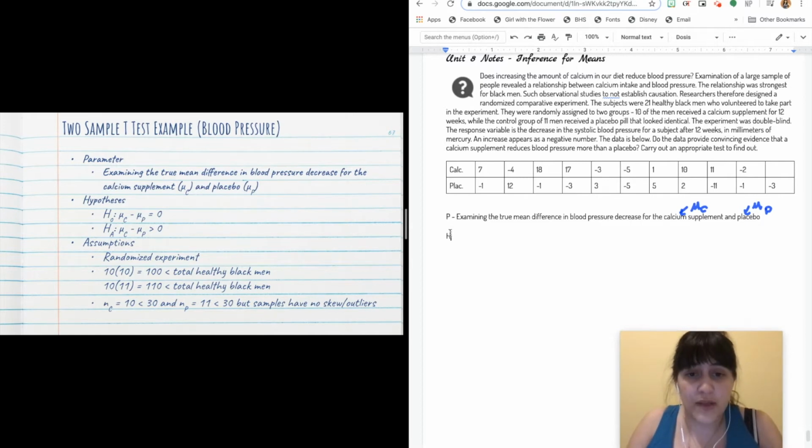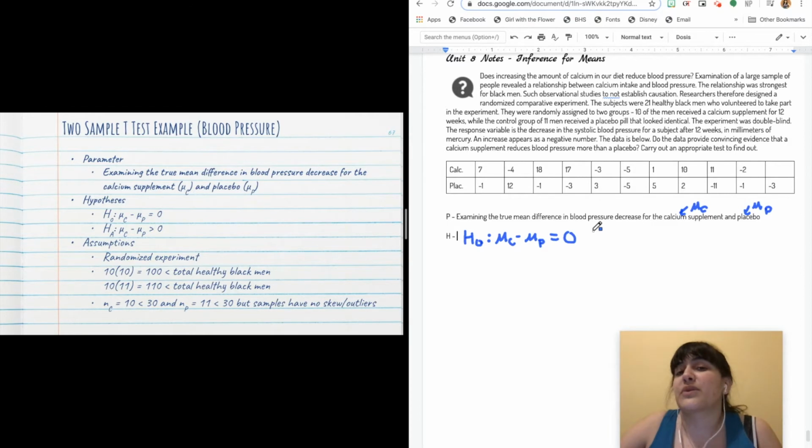For this one, remember you need your null hypothesis and your alternate hypothesis. So my null hypothesis always is, I'm going to subtract these, mu sub C minus mu sub P, because what I really care about is how the calcium supplement performs. So it's usually a good idea to put that one first, and then subtract the placebo. My null hypothesis is always that the difference is 0 here. We are assuming that the calcium pill does no good, or no better than the placebo, and we are trying to prove otherwise, right?